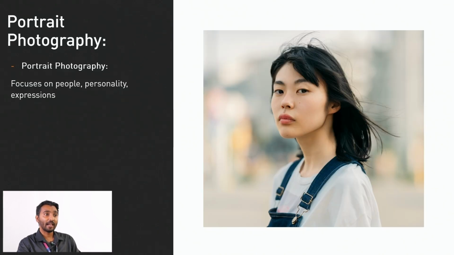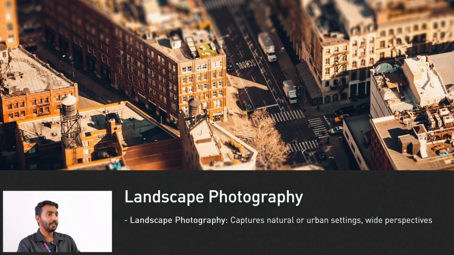Portrait photography captures the personality or essence of a person or a group. Techniques often include shallow depth of field and specific lighting to highlight the subject. The next one is landscape photography. It focuses on natural and urban environments, aiming to showcase the beauty of a location. Landscape photographers often use a wide-angle lens and techniques like long exposure to capture dramatic scenes.